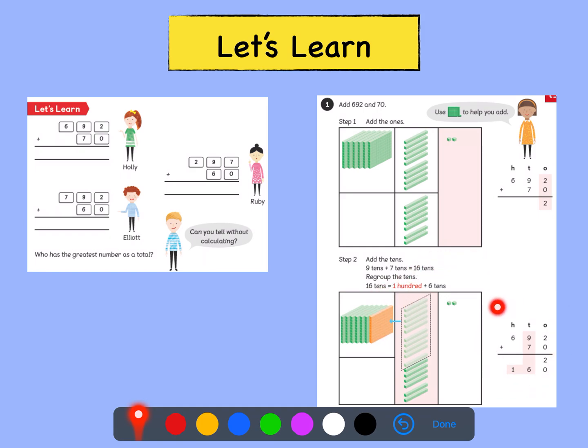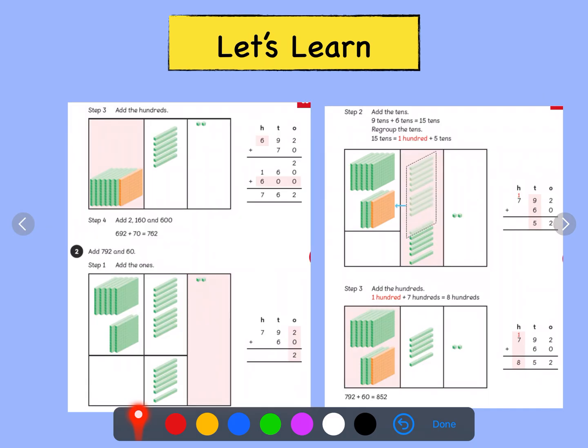So down here we have 2 plus 0 is 2. We've done that. Then we add our tens. 9 plus 7 is 16. 1, 6. And we know that it's 160. Next part, add the hundreds. So here we have now our 600s, okay? So you add that 600 and then you get the total, 762.